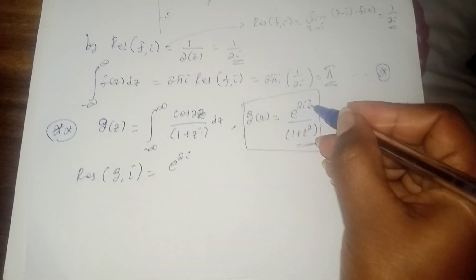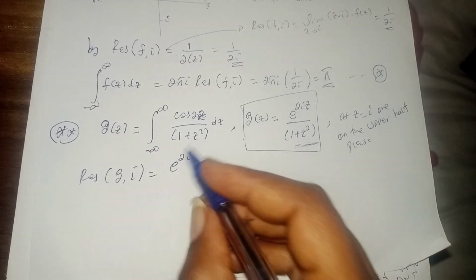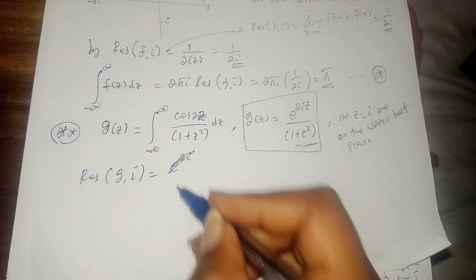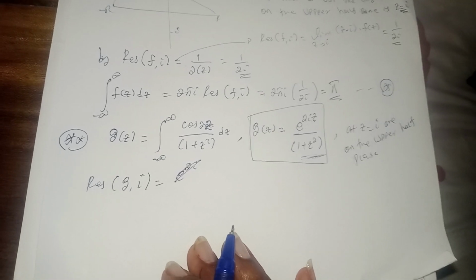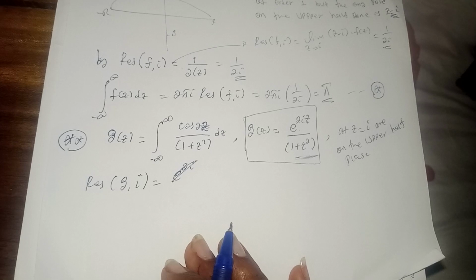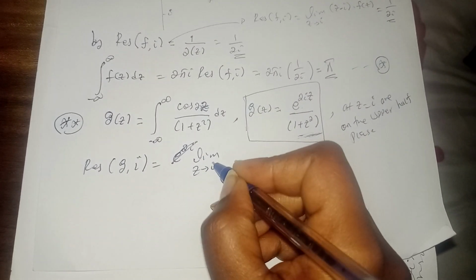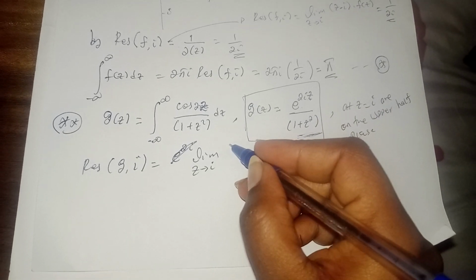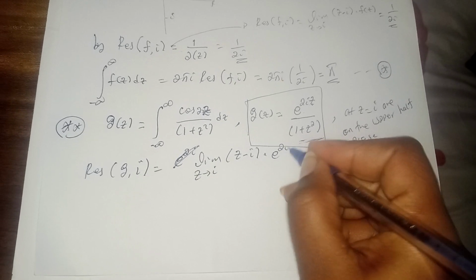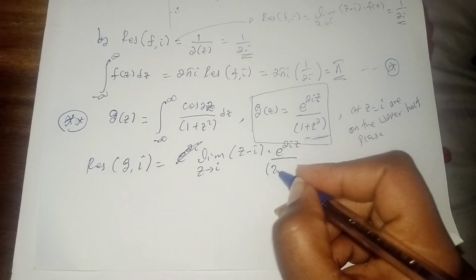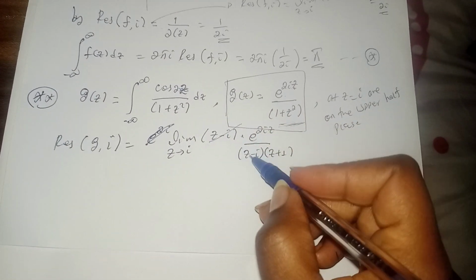Sorry, there is z here, so put z here. So using techniques of residue, that means the limit as z tends to i of (z minus i) times e raised to 2iz over (z minus i) times (z plus i). This is the same as this one, cancelled by this.